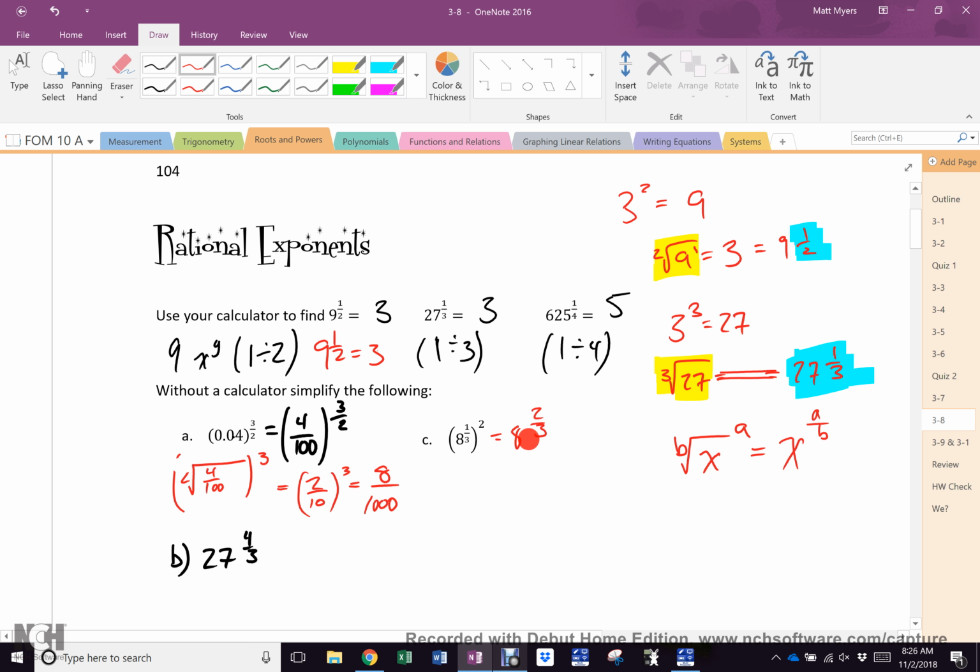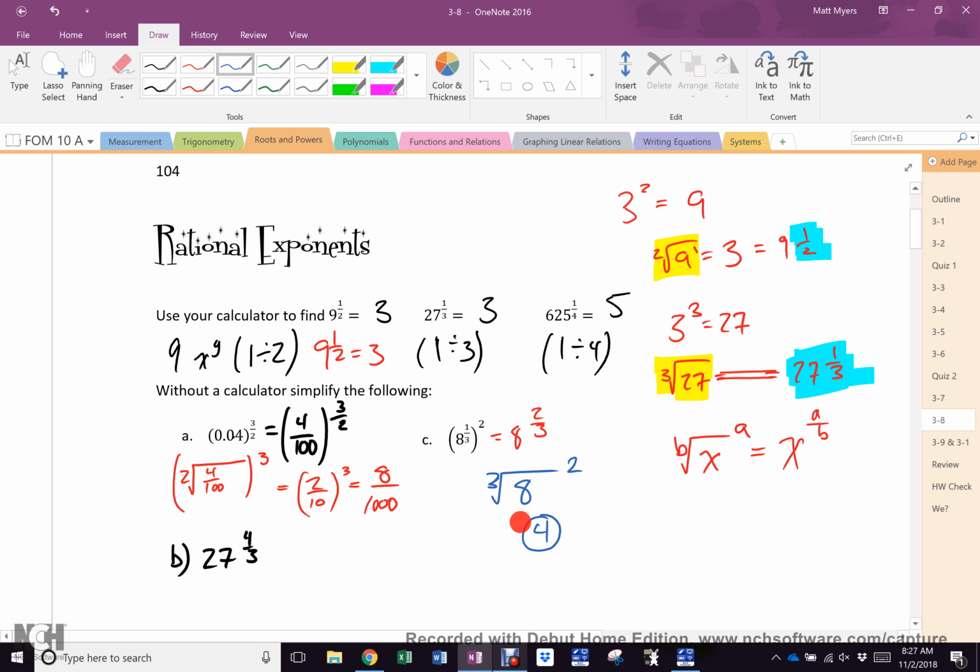So that is 8 to the 2/3. Does that look like that? So does that rule apply here? Of course it does. Where does the denominator go? Index. Where does the base go? Radicand. Where does the numerator go? It's the power. What's the cube root of 8? 2. What is 2 squared? 4. Done.